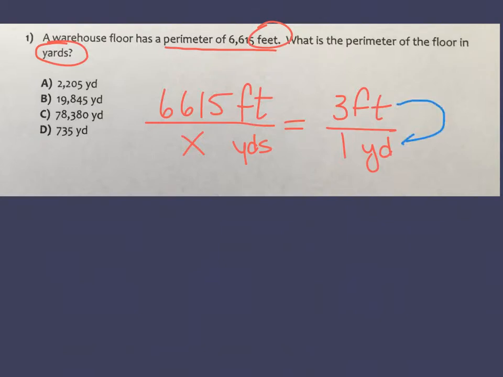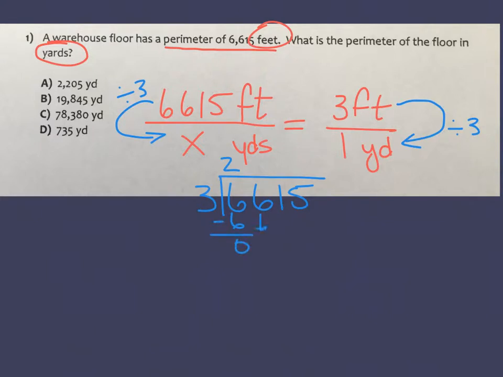I'm going to go from 3 to 1 by dividing by 3, which means I can do exactly the same thing to my other ratio. So I need to divide 6,615 by 3. 3 goes into 6 twice. Bring down the 6. 3 goes into 6 twice. Bring down the 1. 3 doesn't go into 1 at all, so that's 0. Bring down the 5. 3 goes into 15 5 times.